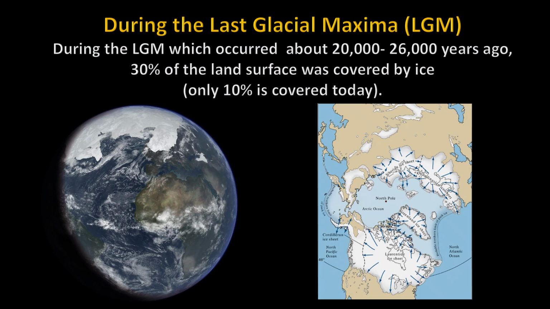During the last glacial maxima, which occurred about 20,000 to 26,000 years ago, 30% of the land surface was covered by ice. Only 10% is covered today.